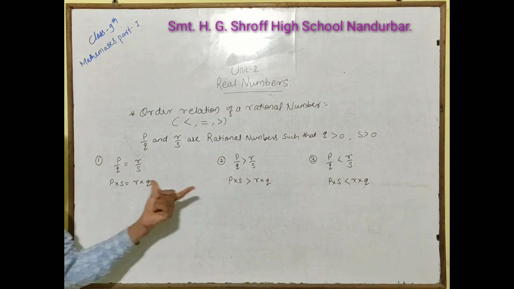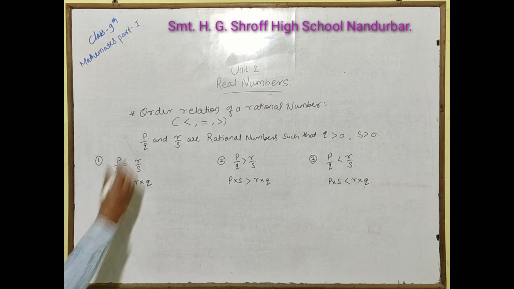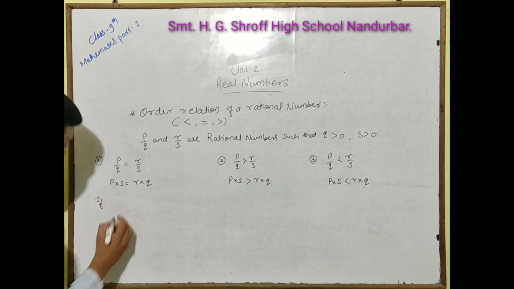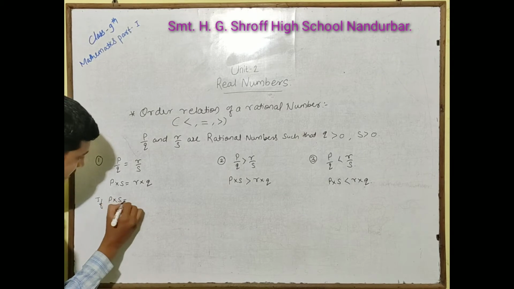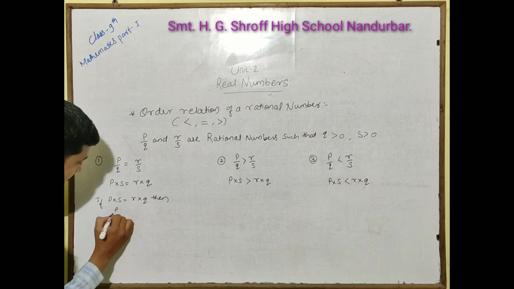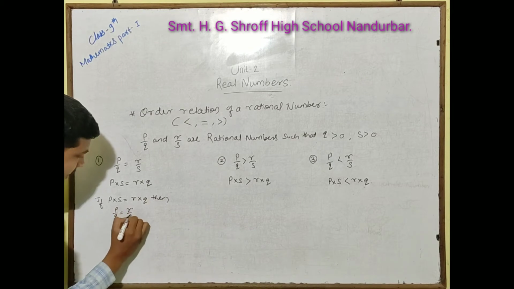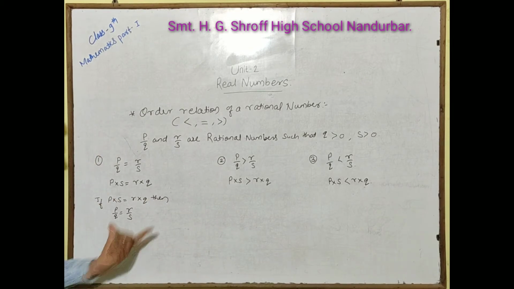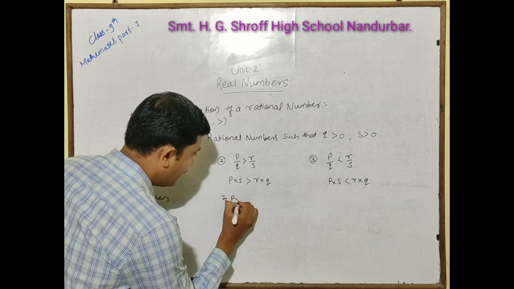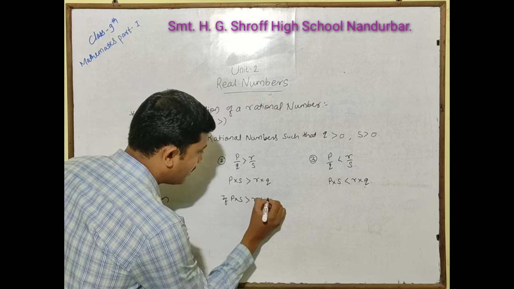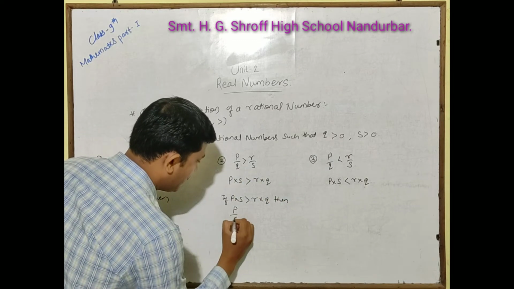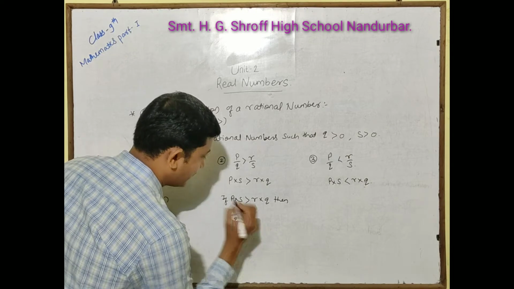From this relation, we have to define the order of the relation of the rational number. If p into s equal to r into q, then p upon q is equal to r upon s. This is the first relation. Second one is, if p into s is greater than r into q, then we get p upon q is greater than r upon s.